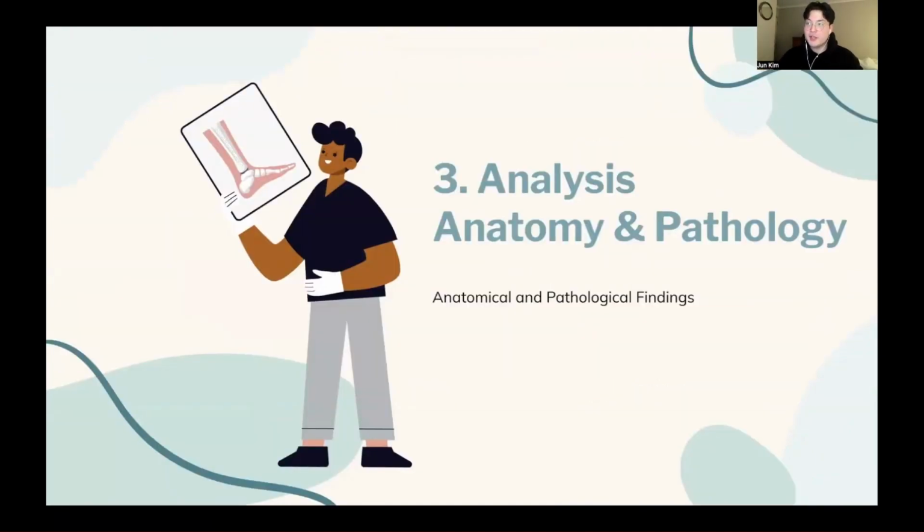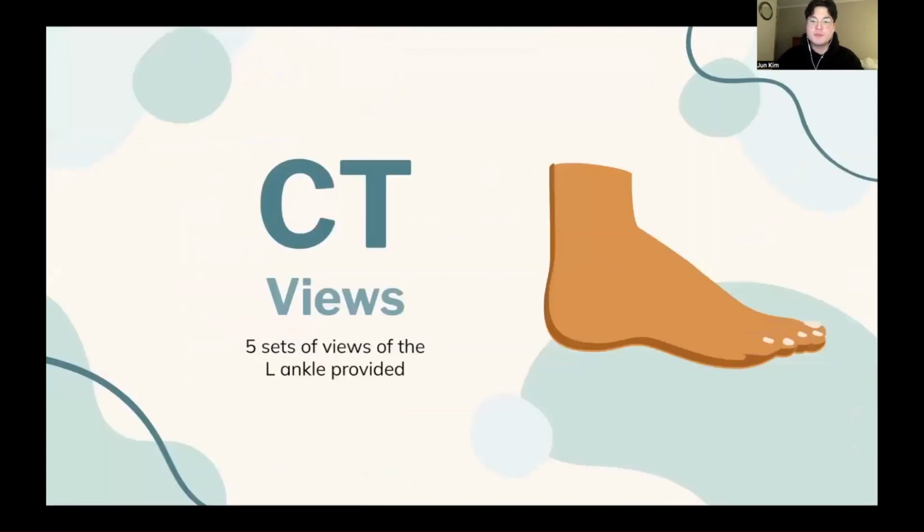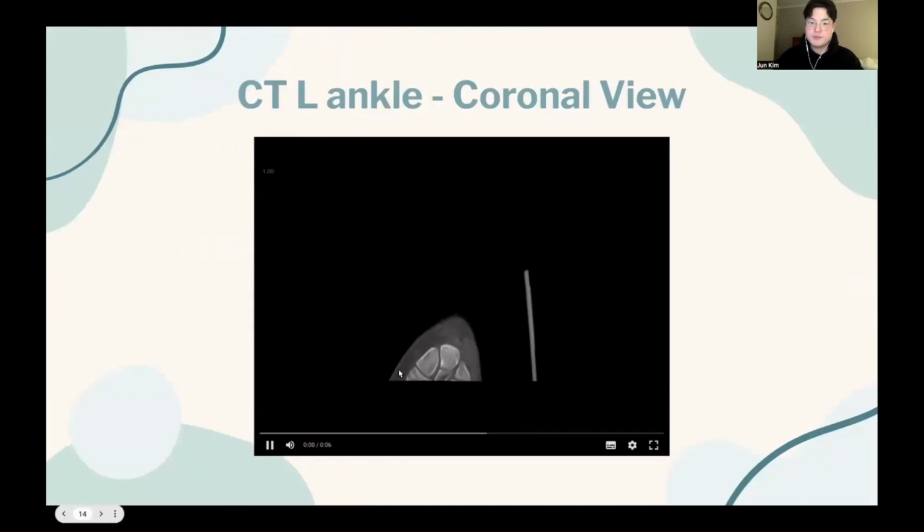Moving on to analyzing the anatomy and pathology present. Our findings were as follows. A comminuted oblique fracture and epiphyseal plate fracture of the distal tip, an avulsion and transverse fracture of the medial malleoli, soft tissue swelling, and bone bleed. Here are the CT views. Starting with the coronal view, going from front to the back, here's what we see.